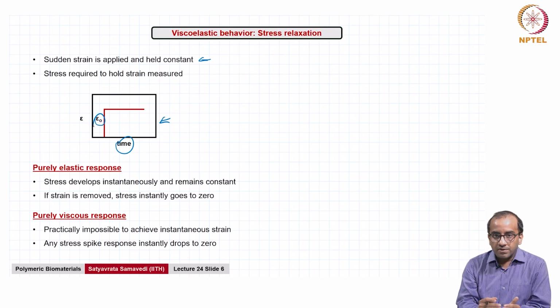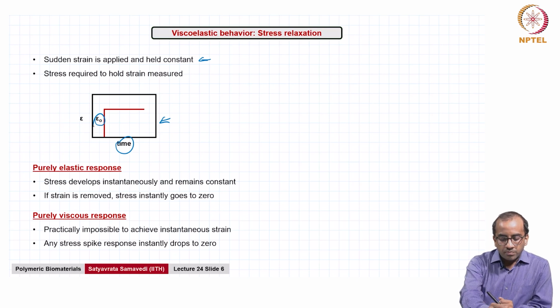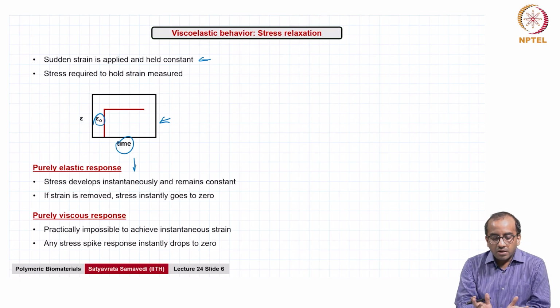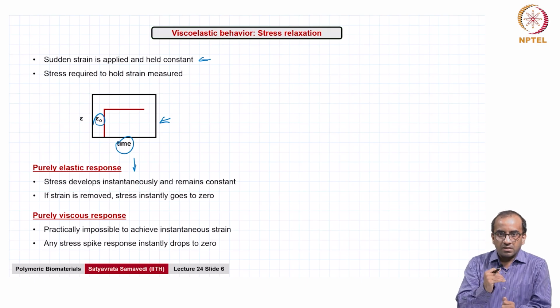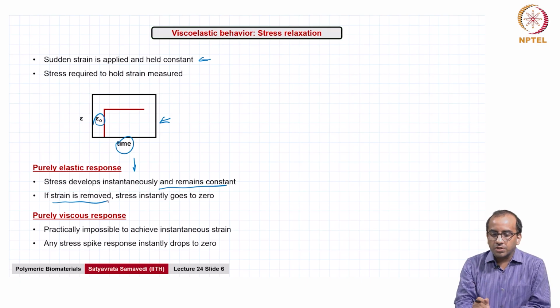And again we will first look at the purely elastic and purely viscous responses for contextualization. So, as should be very clear to you by now, for a purely elastic solid, as soon as the deformation is applied, the stress develops instantly and remains constant, and as long as the deformation persists, the stress is going to persist within the material. But once the strain is removed, the stress instantly is going to go back to 0.